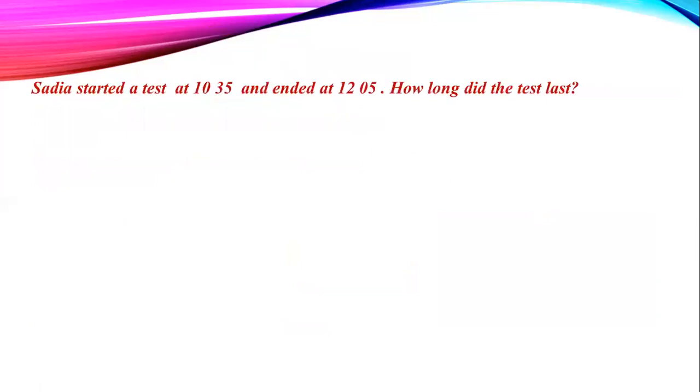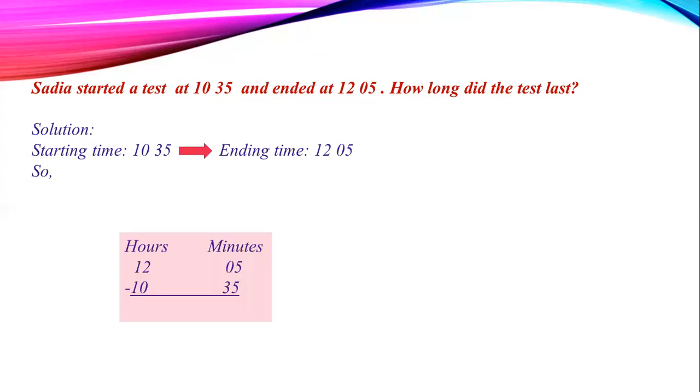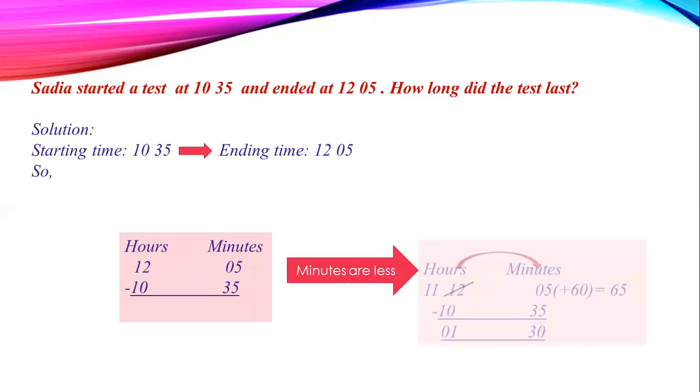Alright students, now we have one more problem for you. Sadia started a test at 10:35 and ended at 12:05. How long did the test last? Again, we have to find the duration. And what is duration? The difference between the starting and the ending time. So, let's solve the question quickly. The starting time is 10:35 whereas the ending time is 12:05. Again, we are going to solve this question vertically. 5 minutes cannot subtract 35 minutes. So again, we are going to borrow.